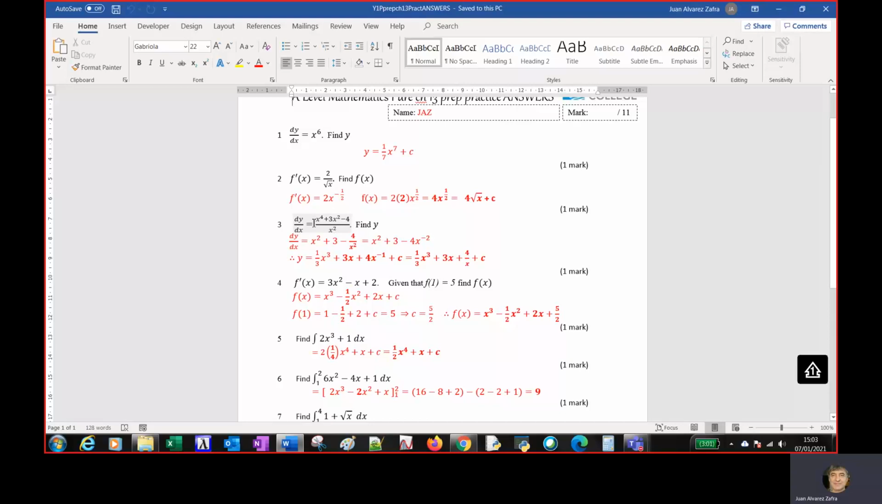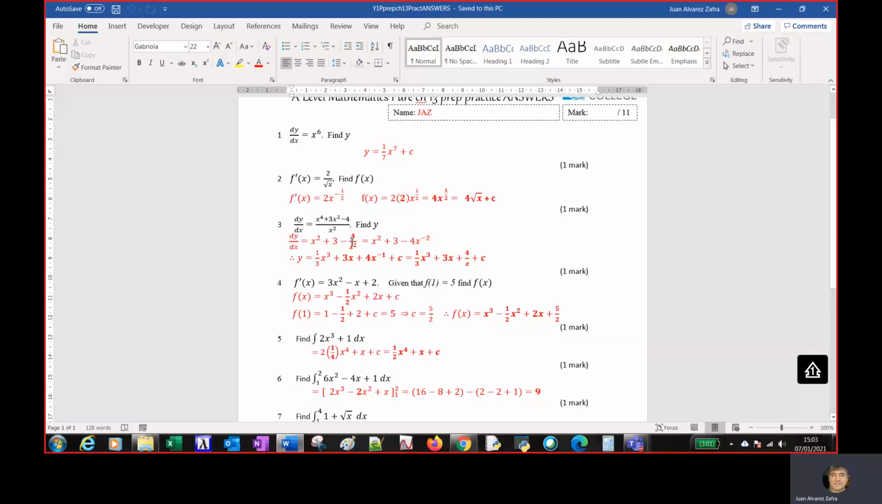Question 3, we have an expression here. Before we can integrate it, we need to divide out. We know we need to integrate it because we're given the gradient function and we want to find the original function. So before integrating, x to the 4 divided by x squared is x squared, 3x squared divided by x squared is 3, and minus 4 divided by x squared is the same as minus 4x to the minus 2.